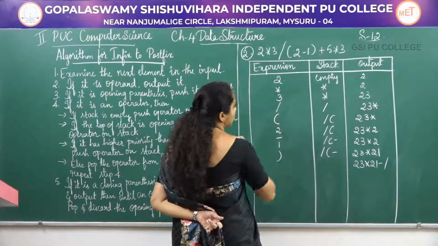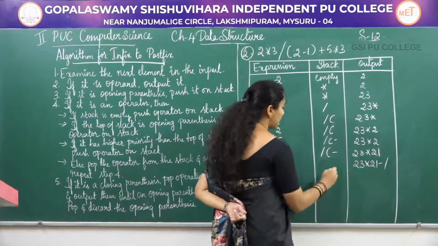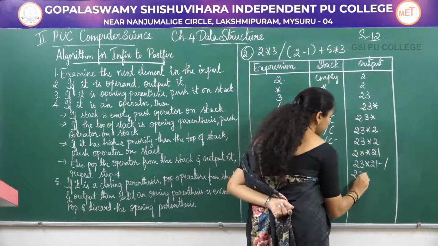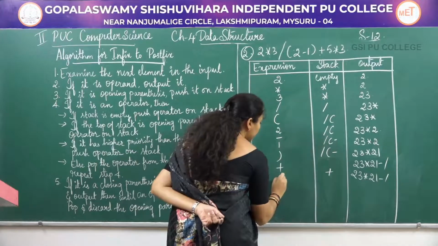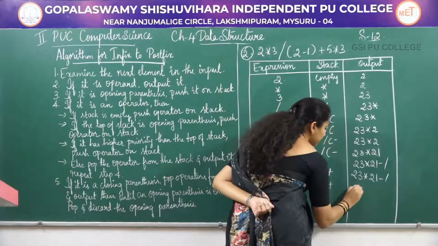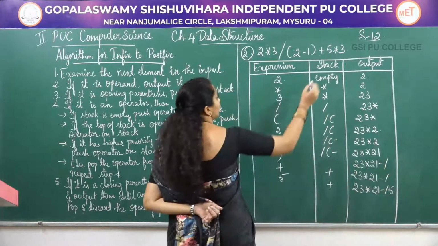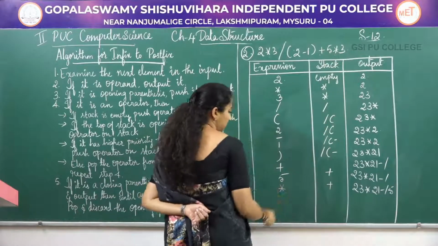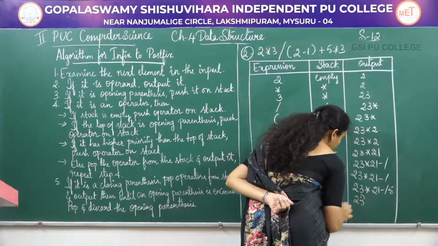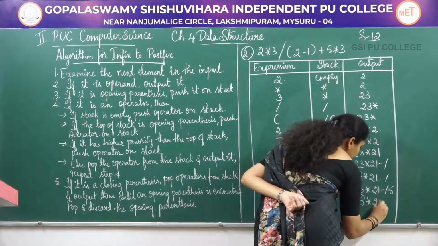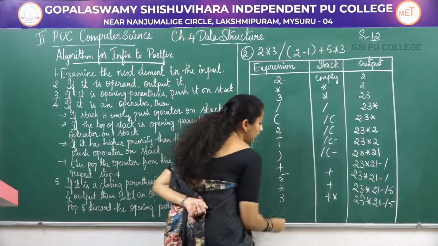Next is an operator. Plus is an operator, so I am going to push it into the stack. Next, 5 is an operand. I am going to output it. Multiplication symbol. I am going to push it into the stack, which has higher priority than the addition symbol. Next is an operand, that is 3.